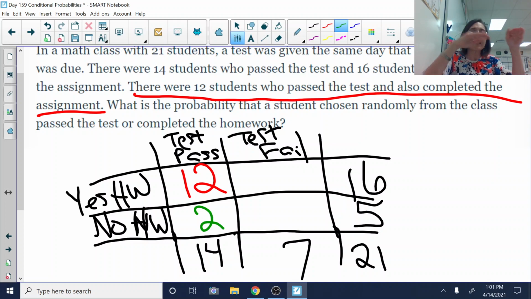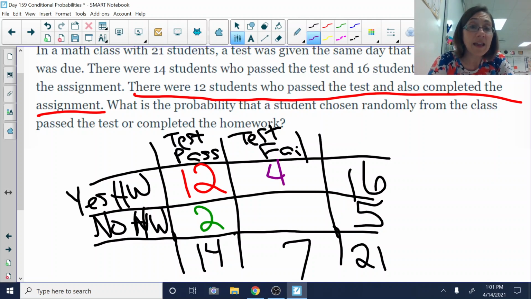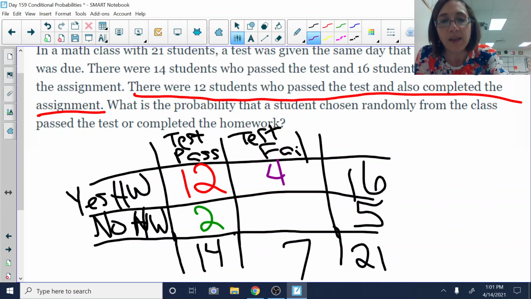Now I'm going to go across. If I look at the 12 and a blank, and I know it needs to be 16, that means I'm going to have 4 kids here. And then in the no homework row going across, if I have 2 and a blank, and I know it needs to make 5, it means that I need to have a 3 right here.